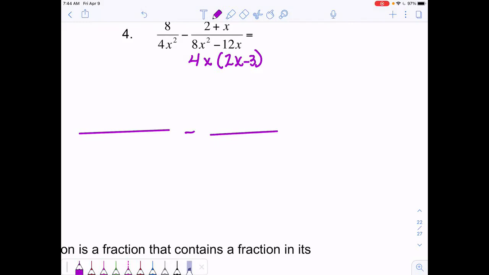So start with the numbers. They both have a 4. The one on the left has a 4, the one on the right has a 4, so that has to be part of the common denominator. Brooke, what else would be part of the common denominator? It is x squared. So when you look at the variables, the single variable by itself, take the larger of the two. And then Brooke, what else? 2x minus 3.